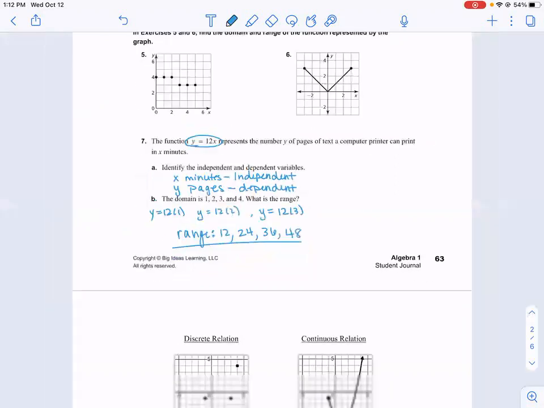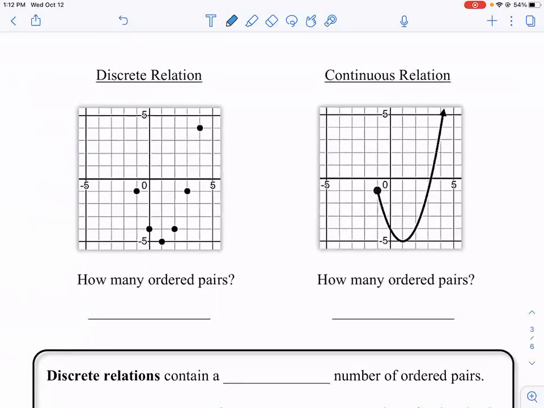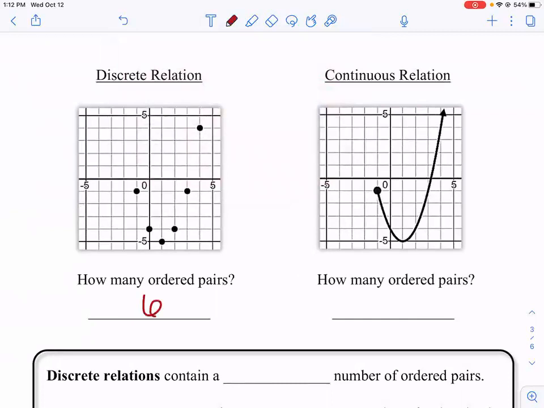Okay, so this is what we're gonna use to take notes on. Now, this continuous versus discrete is something that's actually on the agenda for tomorrow, but we're gonna get a jump start on it because it's going to make finding our domain and range a little different. Okay, so how many ordered pairs are in this picture right here? 6. There's 6 of them. How many are in this one?